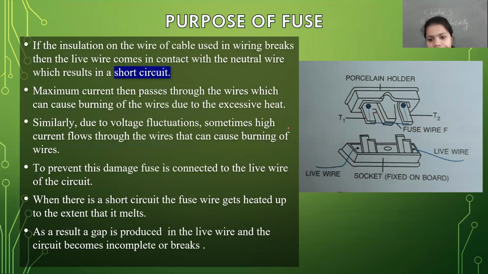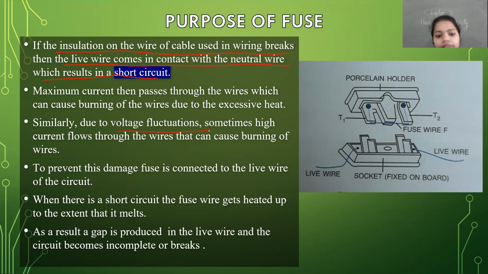You might have heard the word short circuit. So first of all, what is a short circuit? If the insulation on the wire of the cable used in wiring breaks, then the live wire may come in contact with a neutral wire and this results in a short circuit. At this time, maximum current will pass through the wire, and this may lead to burning of the wire because of excessive heat. In the same way, during voltage fluctuation also, a lot of current may flow through the circuit and may cause damage to the wire.